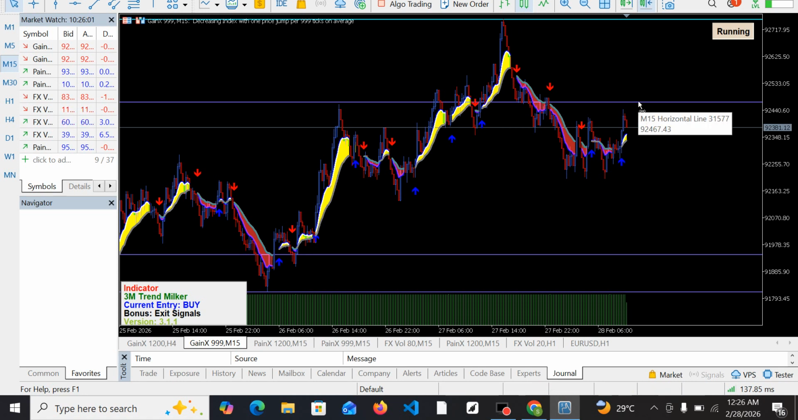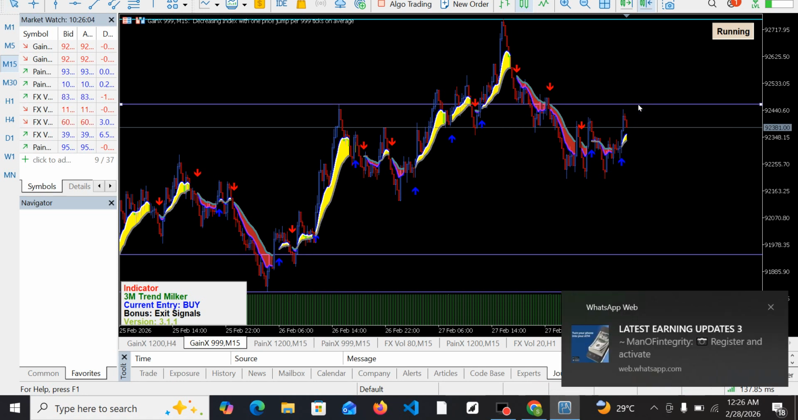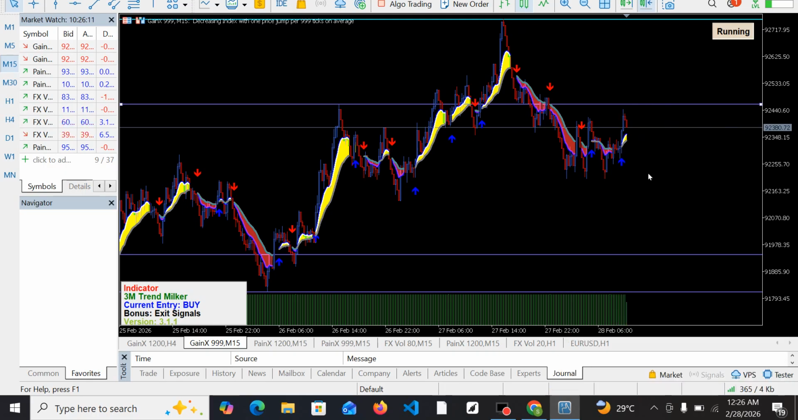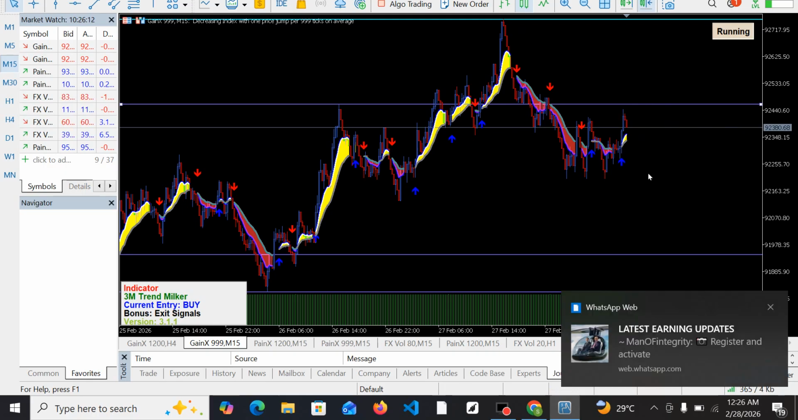It's almost got there and it is trying to go back right now. Once it does not break out from here, then definitely it will continue with a downtrend and it's going to sell more. So you guys should have a look at that. Just follow it up. That's GainX 999.